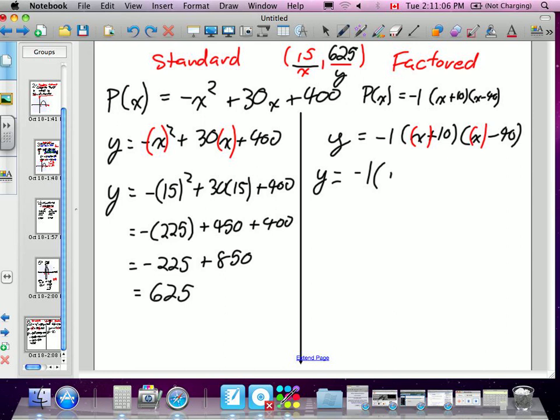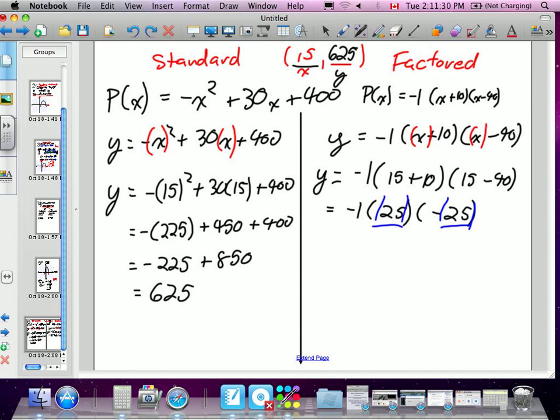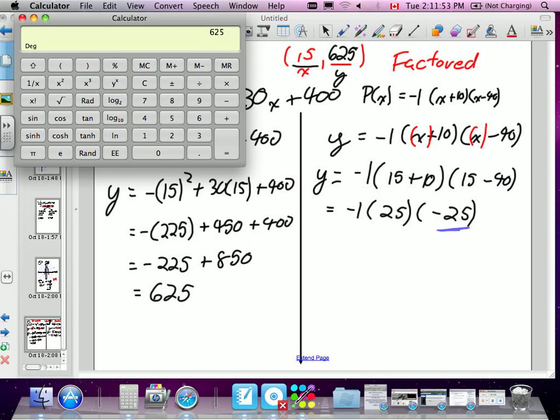15 plus 10, 15 minus 40. So we replace both x's with 15. We get 25 multiplied by negative 25. Now, if you notice something, what's special about the absolute value of these two numbers? They're the exact same. That's another way you know you're at the vertex. The vertex should be exactly the same distance from the r and the s value. So when you plug it in, you should have the same absolute value, a positive and negative version of it. So when we multiply all these together, it's essentially 25 squared, 625. We get 625.